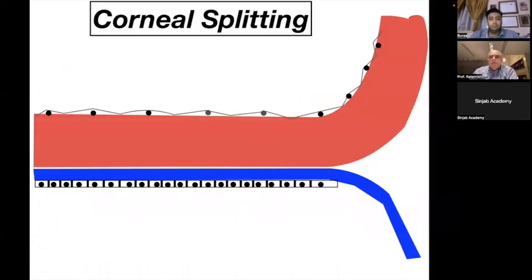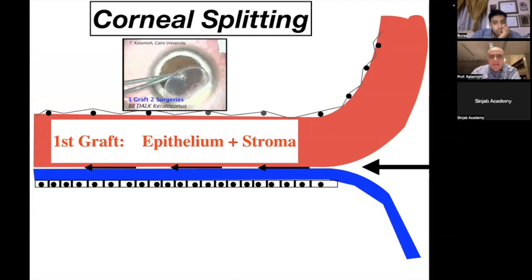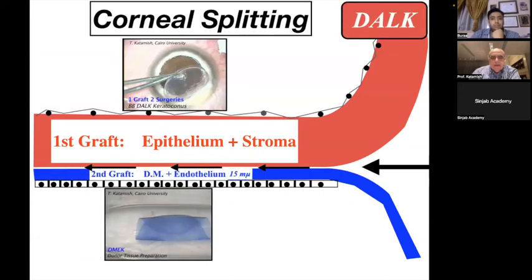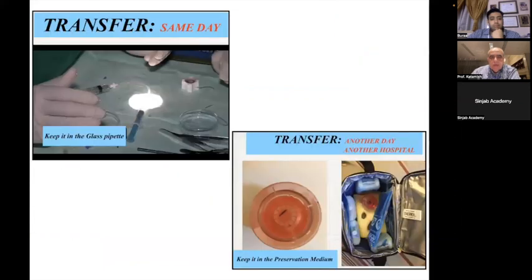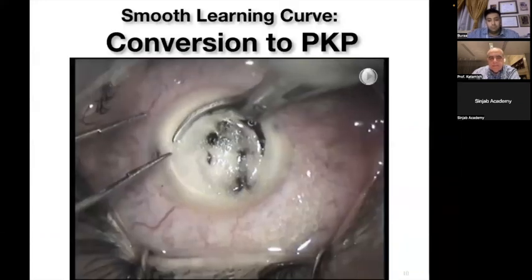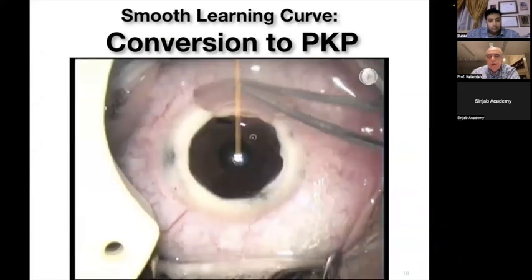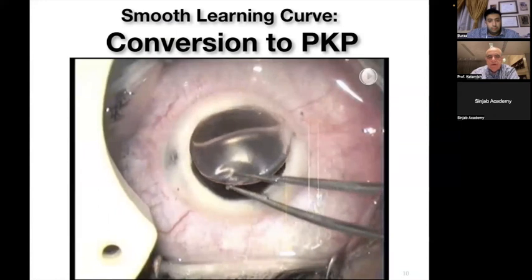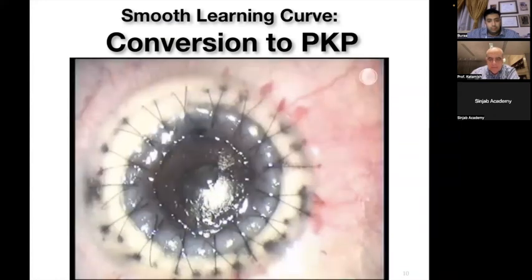This is the concept of corneal splitting. We split the cornea into 2 grafts: the stroma and the epithelium for DALK, and the endothelium and Descemet membrane for DMEK. You can use this graft the same day, or you can even transfer it to another hospital or another day. This is what I mean by the smooth learning curve, because whenever you have complications and you have to convert to penetrating keratoplasty, you will do the operation as PKP.